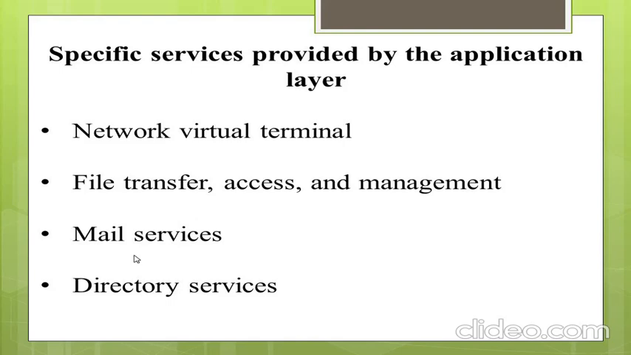Then we have the mail services. This provides the basis for email forwarding and storage. Then we have the directory services. This application provides distributed database sources and access for global information about various objects and services. So these are all the 7 layers in the OSI model.